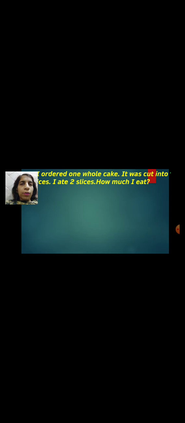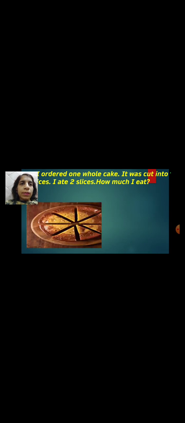Out of those pieces I have only two. So how much did I eat? Out of 8 pieces I have only 2. So 2 is the number of slices which I have chosen, and 8 is the total number of slices of cake. So it is written with 2 as numerator and 8 as denominator.